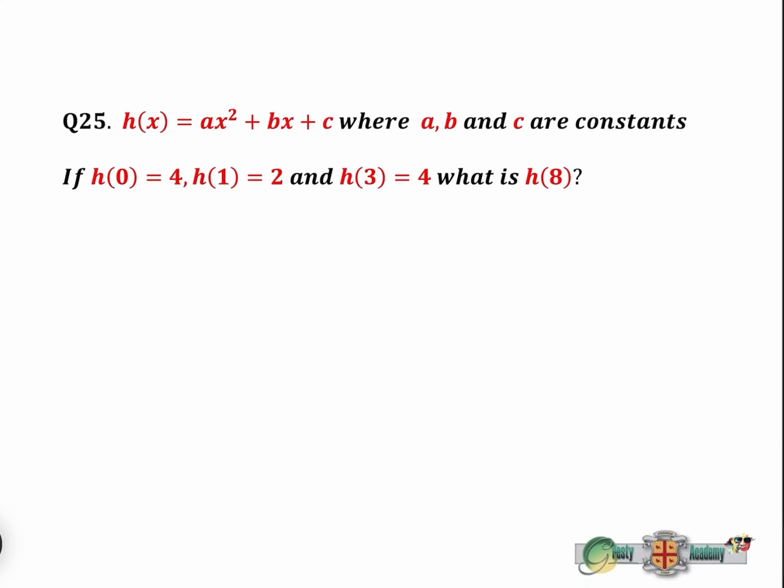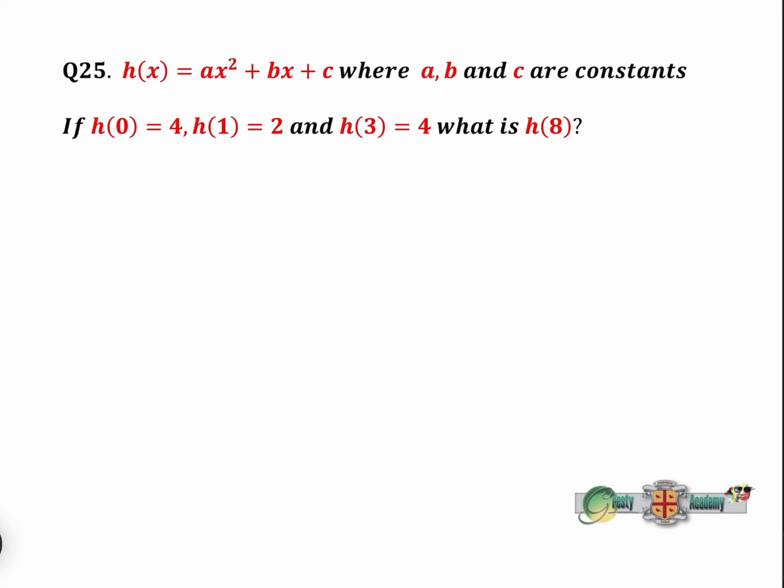And finally, we're on the last question. If you've followed through all of these and you're on this last question, congratulations. So let's have a look. We have three unknowns here, a, b, and c, but we are given the value of the function with input 0, input 1, and input 3. So we are clearly going to use these three bits of information to find a, b, and c. And once we've found a, b, and c, we have our function, and then all we've got to do is plug in 8.